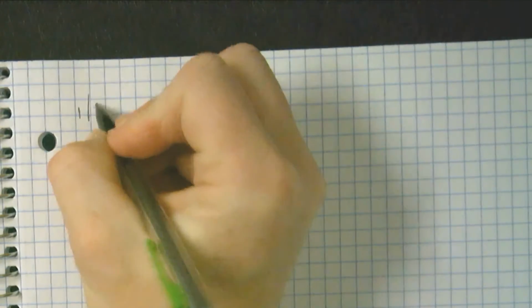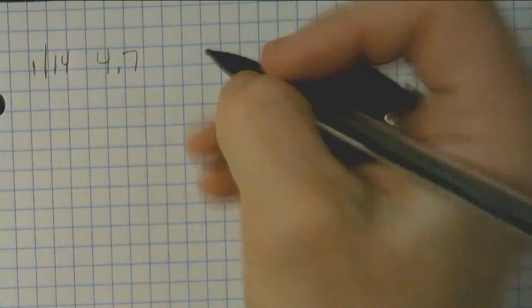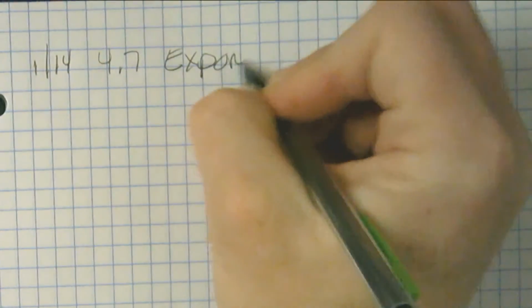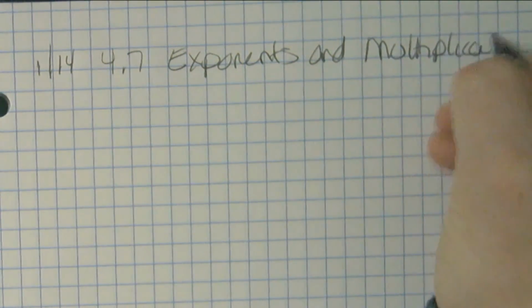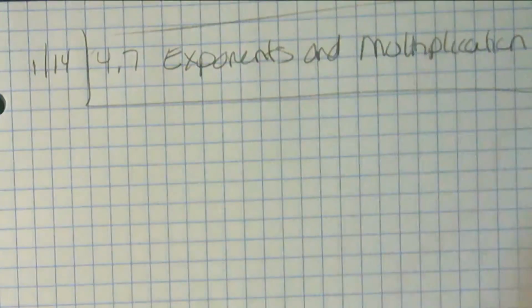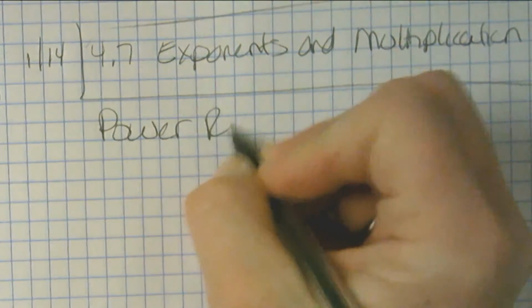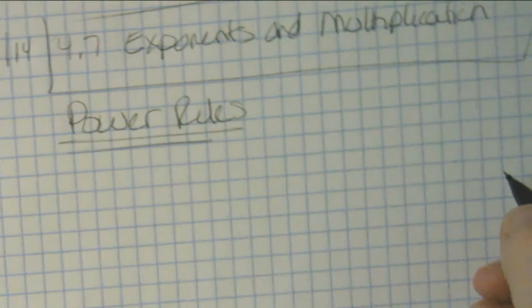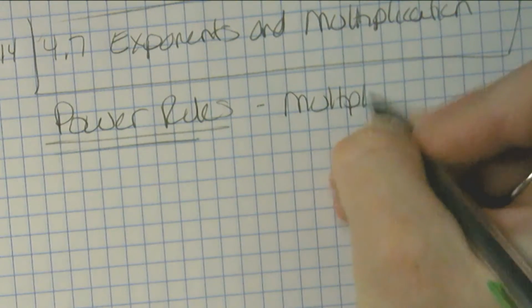We are switching gears. We are going to be dealing with exponents now. All right, so today is January 14th. We are doing Chapter 4, Section 7. The title of this is Exponents and Multiplication. This section is the beginning of what I call our power rules. All right, and we're going to be focusing on our multiplication power rule.